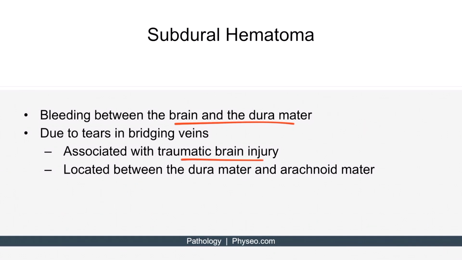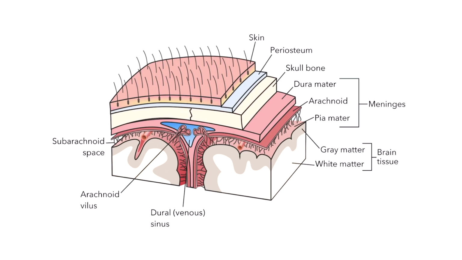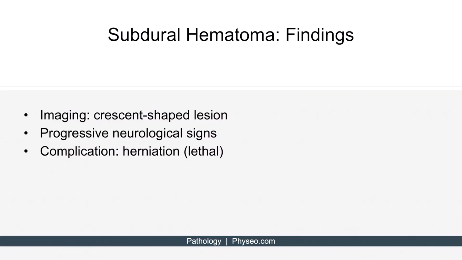The bridging veins are located in between the dura mater and the arachnoid mater. When these veins rupture, this is where the accumulation of blood will take place. Again, here's an image showing the bone, the dura, arachnoid, and pia mater. In someone with a subdural hematoma, the blood accumulates in the space between the dura mater and the arachnoid mater, right here. A head CT scan will show a crescent-shaped lesion.